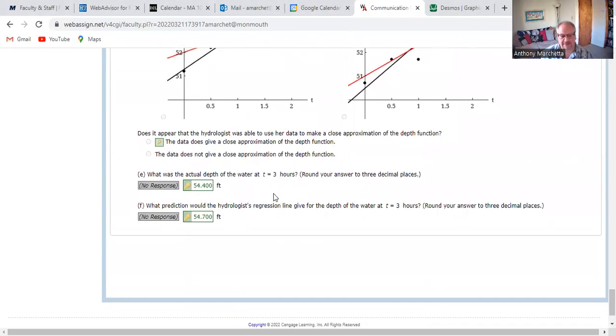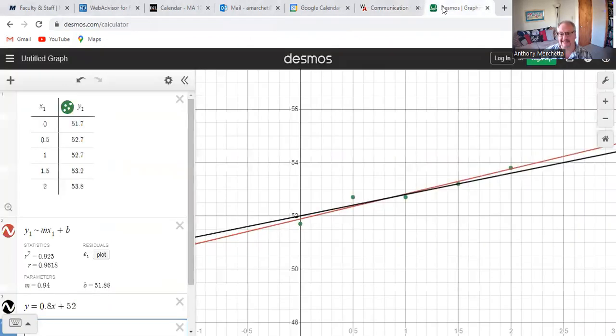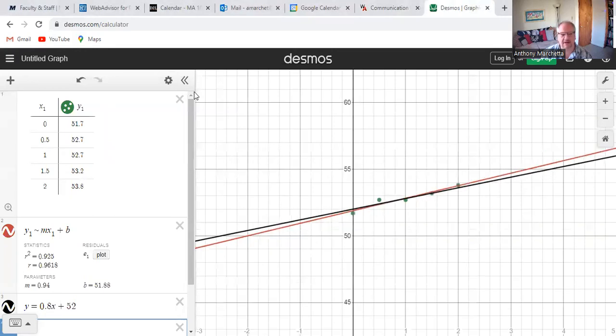What was the actual depth of the water at T equals 3 hours? The actual depth of the water is the answer on the actual black line, in our case the actual red line. So at 3 hours, 3 hours is actually all the way out here. We could zoom out a little bit to see 3 hours better. But at 3 hours, I'm going to draw a line. See the 3 right here? This is 3. 3 hours is right here.